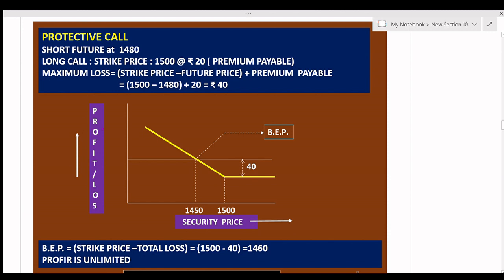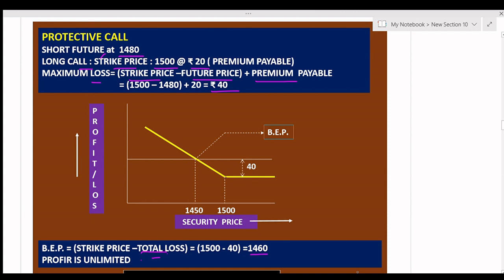Here there are two derivatives. One is a short future, price is 1480, and a long call, strike price is 1500 at the rate of rupees 20, that is the premium payable. Maximum loss is strike price minus future price plus premium payable, that is rupees 40. And BEP is strike price minus total loss, which is equal to 1460, and profit is unlimited.